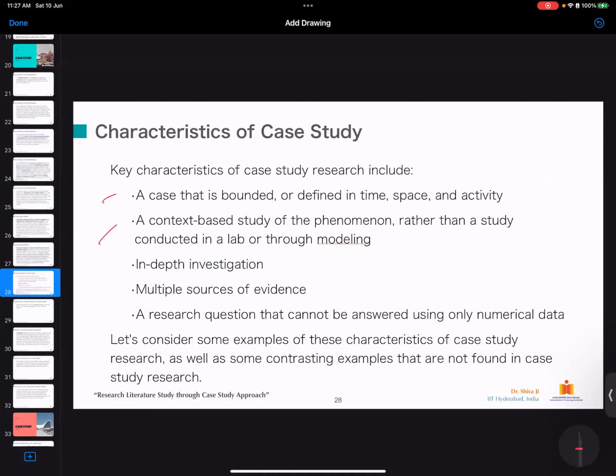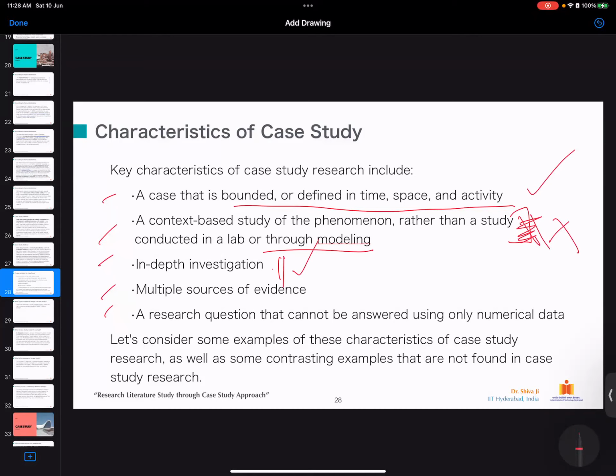Okay, so finally, some key characteristics. A case that is bounded or defined in time, space, and activity. A context-based study of the phenomena, rather than a study conducted in the lab or through modeling. So it's not a lab thing; we are talking about a real-life thing. In-depth investigation: you can go visit, see, interact, interview, observe, measure, all of those things, because it is right there in front of you. That's why it is very helpful.